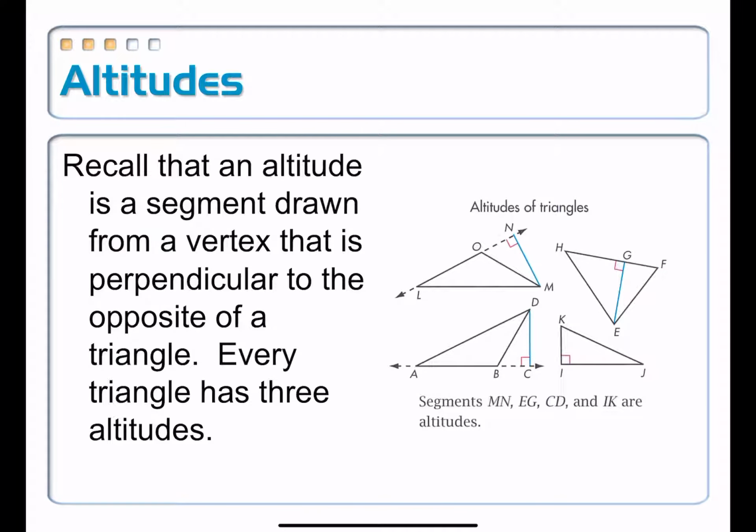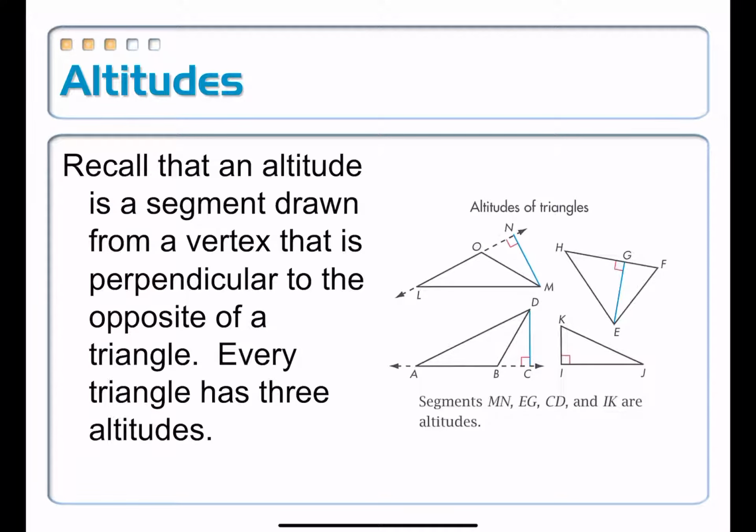Whenever you have an obtuse triangle, though, some of them are on the inside, but not all of them. Like, for example, from O to this opposite side, I can make a right angle. However, from M to the opposite side, if I tried to draw it on the inside, it wouldn't make a right angle. So what we have to do is extend out that side so we can bring this altitude over, right? And the same thing happens with this obtuse triangle right down below it.